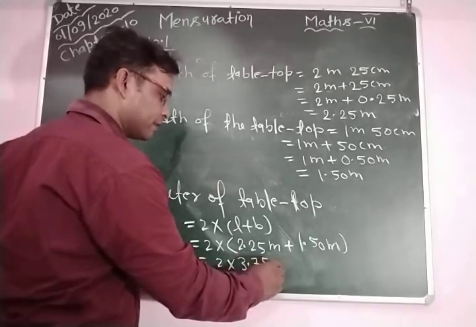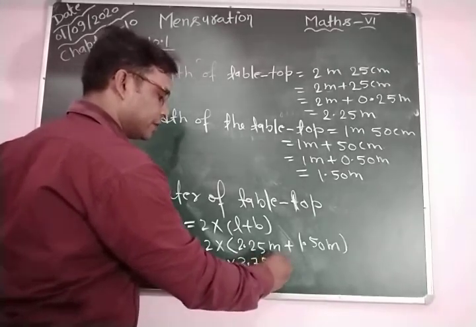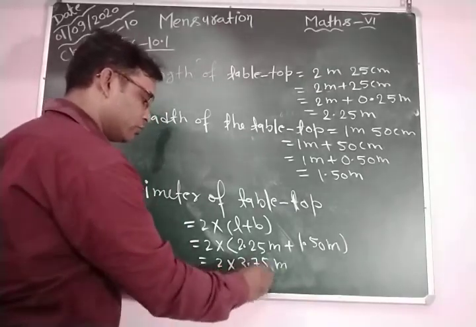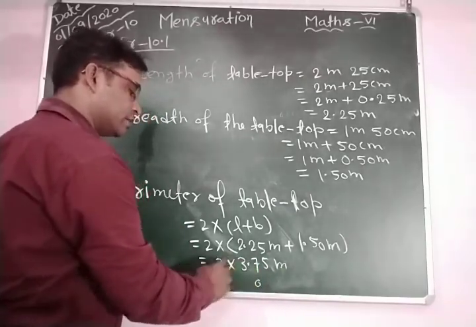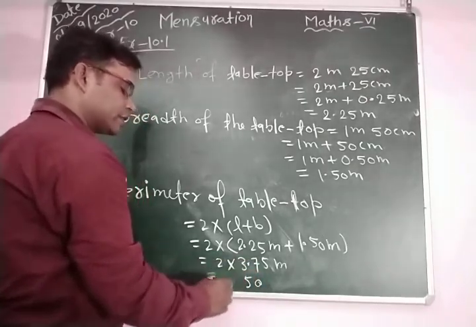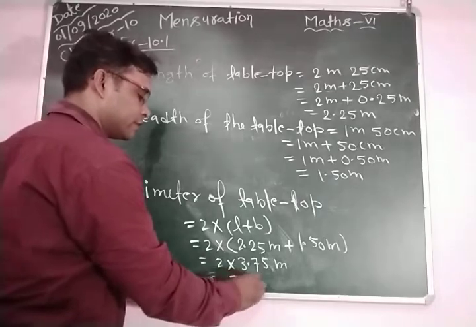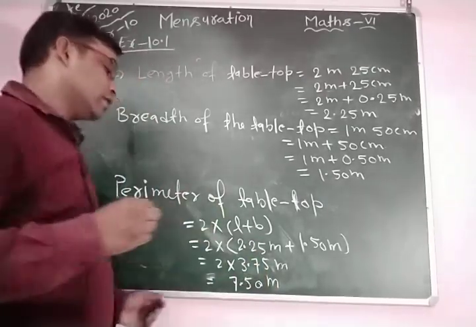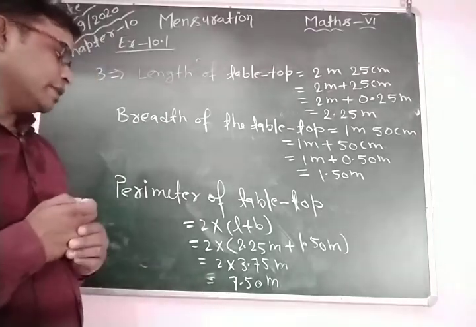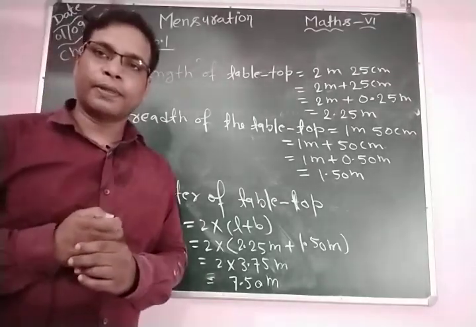3.750 meter. And if you multiply by 2, then we obtain 7.50. In this way we obtain the perimeter of the tabletop as 7.50 meters.